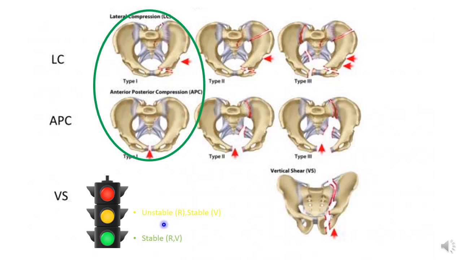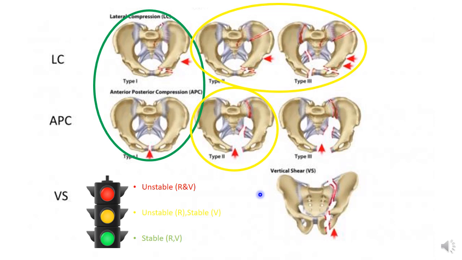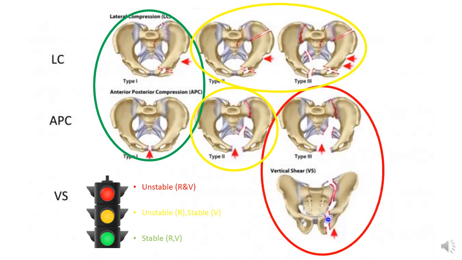What will be the partially unstable, which is rotationally unstable but vertically stable? This will be the rest of lateral compression, and also the middle of the anteroposterior compression, which is type 2 anteroposterior compression with, again, disruption of the symphysis pubis ligaments, pelvic floor, and anterior sacroiliac ligaments. And the vertically and rotationally unstable will be those fractures with complete disruption of the posterior structures. These are the vertical shear and anteroposterior compression grade 3.